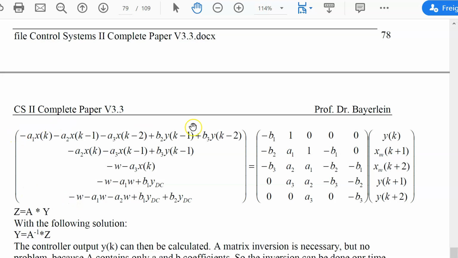These numbers are known. This is a matrix which contains only A's and B's, depending on the process. And these are my five unknowns. I can solve this matrix equation just by inverting. So I multiply this with the inversion of the AB matrix and get the y vector, the five unknowns, as the inverted AB matrix multiplied with the numbers which I can calculate on the left side here. So I need a matrix inversion, but it can be done before the controller runs, because the A's and B's are the process parameters and the model parameters. If they are constant, the inversion can be done just in a previous initialization step.